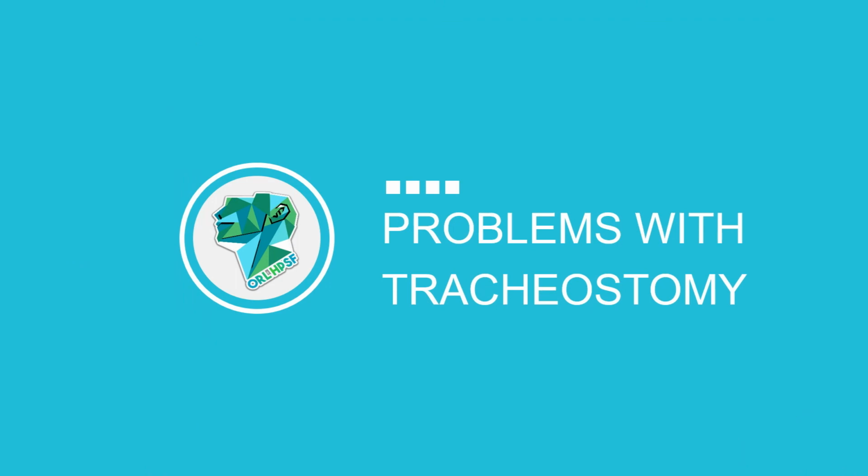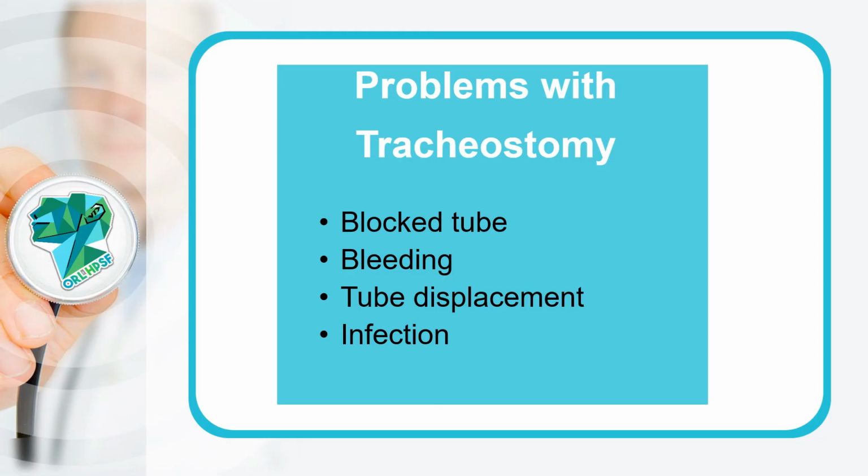Problems with tracheostomy are also an ENT emergency. The problems include suspected blood in the tube or bleeding from the tube or surrounding area, any displacement of the tube, and infection surrounding the tracheostoma. This topic will be further elaborated tomorrow.